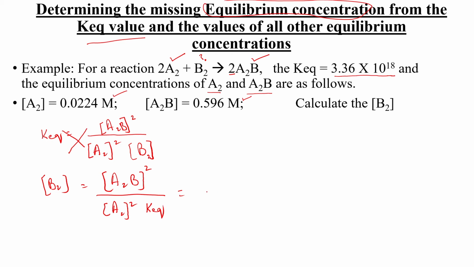Okay, next we will simply plug in all the values given. A2B is 0.596, A2 is 0.0224, and K equilibrium is 3.36 times 10 to the 18. Then do the calculation and you will get the answer.